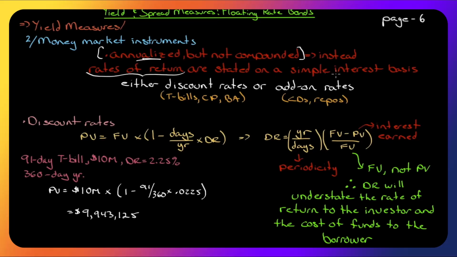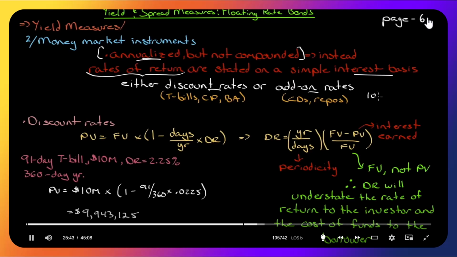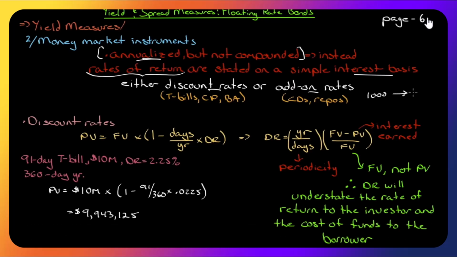Instead, rates of return are stated on a simple interest rate basis. That's it. And rates of return can either be discount rates or add-on rates. Securities that are quoted on a discount rate: T-bills, commercial paper, bankers' acceptance. Add-on rate: certificates of deposit, repos. An add-on rate's really easy. You go buy a certificate of deposit, you'll pay $1,000, let's say, and sometime in the future you'll get back $1,000 plus interest. There's your add-on rate right there. Whatever your add-on rate is, you can calculate your interest.